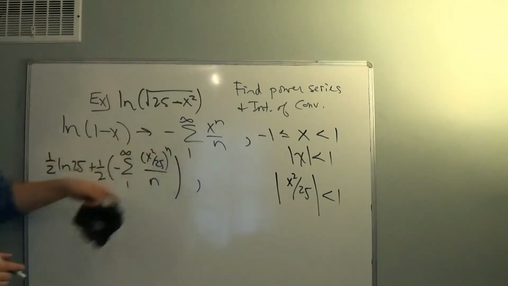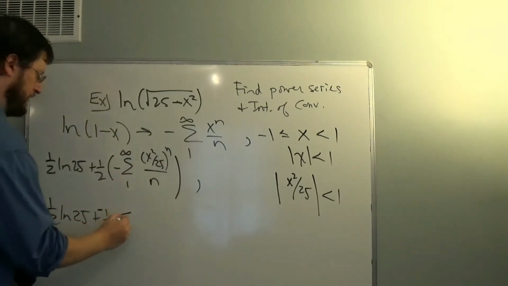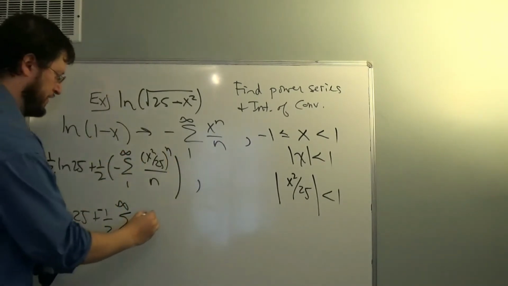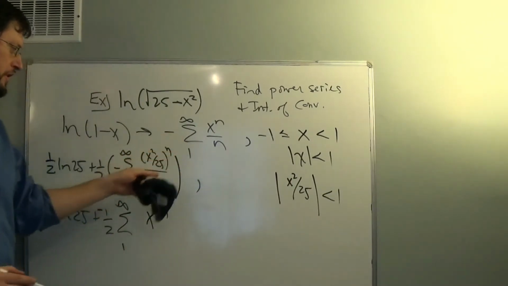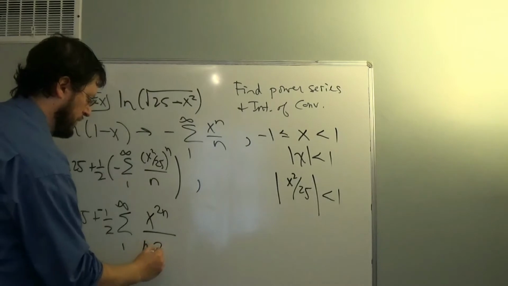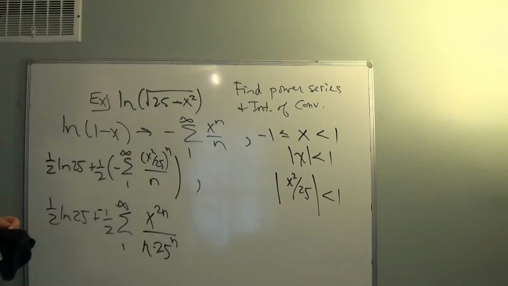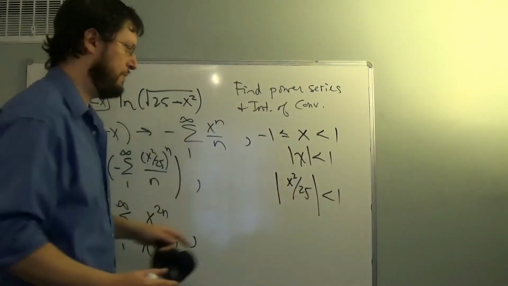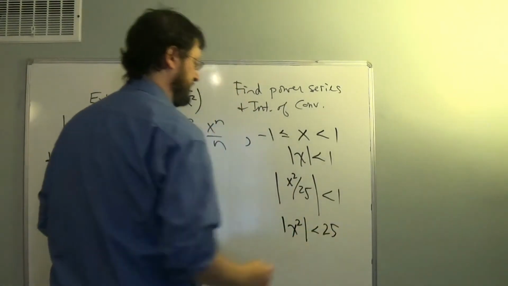Now we just do a little algebra inside. That's 1 half ln of 25 plus 1 half. So now this negative becomes a negative 1 half. Sum 1 to infinity. X squared to the n is x to the 2n. Then I have a 25 to the n, which is in the denominator, and an n, which is in the denominator. So that will be an n times 25 to the n. With the interval of convergence, if I multiply by 25, I get absolute value of x squared is less than 25.